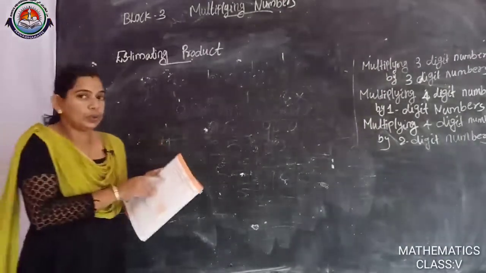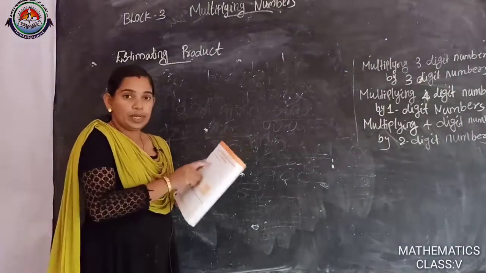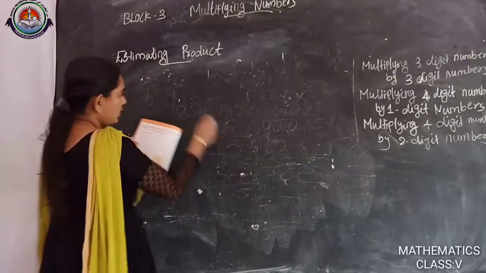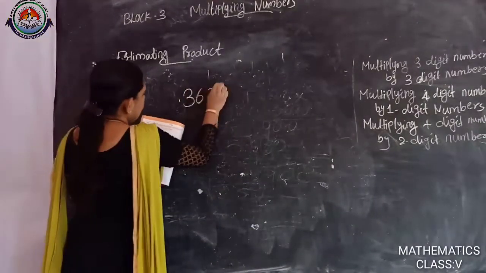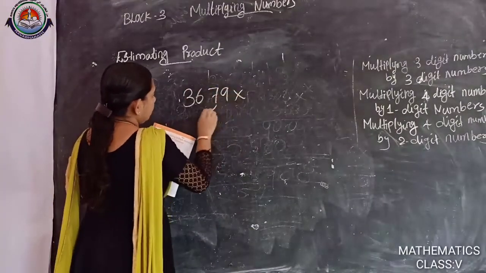First question they will do. They do here. Then second question, 3679 into 40.